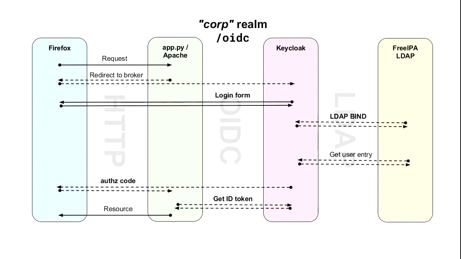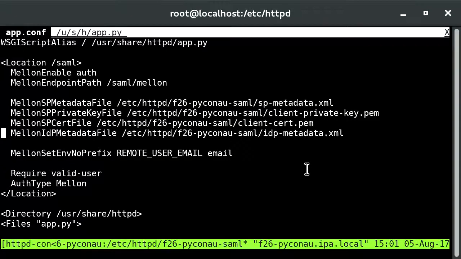Okay, so the next scenario that we're going to look at, we're going to use Keycloak again, but this time we're going to connect the application to Keycloak using OpenID Connect. And we're going to have Keycloak authenticate to an LDAP server rather than to a social auth provider. So let's get into this configuration.